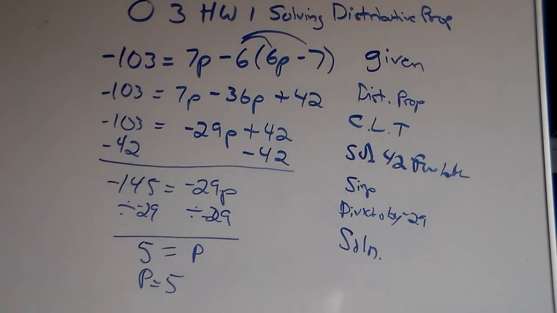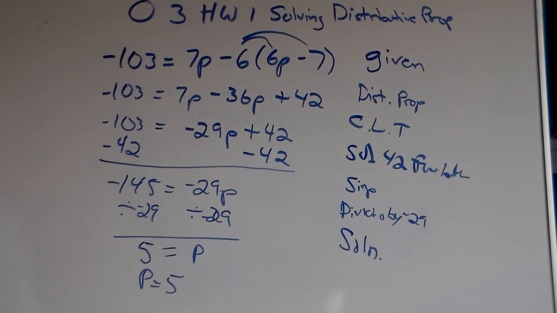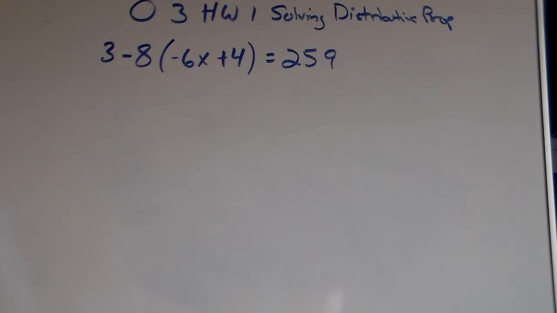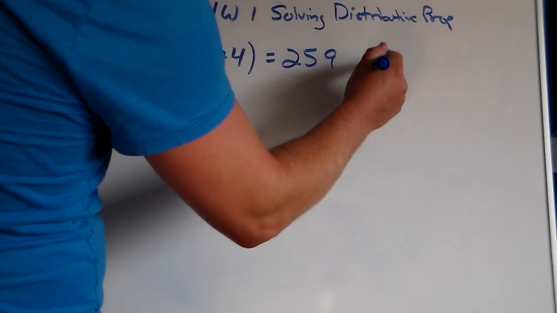Next up, we're going to do problem number 7. Alright, here's our next problem, problem number 7. We have 3 minus 8 times negative 6x plus 4 equals 259. This is our given problem. So we write given.